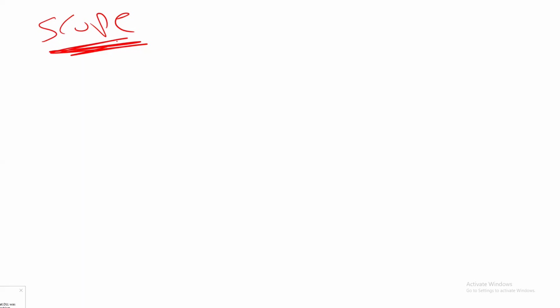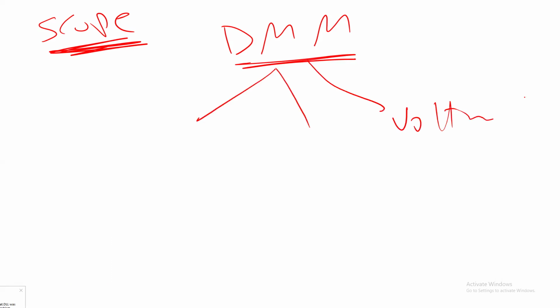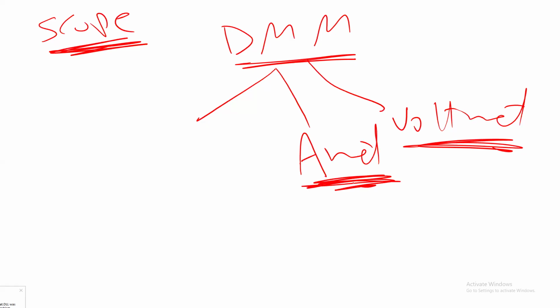Similar to the DMM we used before, which is a digital multimeter. We used it like a voltmeter to measure voltage, like an ammeter to measure current, and to measure ohms. That's what we did. This time in this lab you are going to use an oscilloscope for the first time. It's also a measurement device, but it only measures voltage.